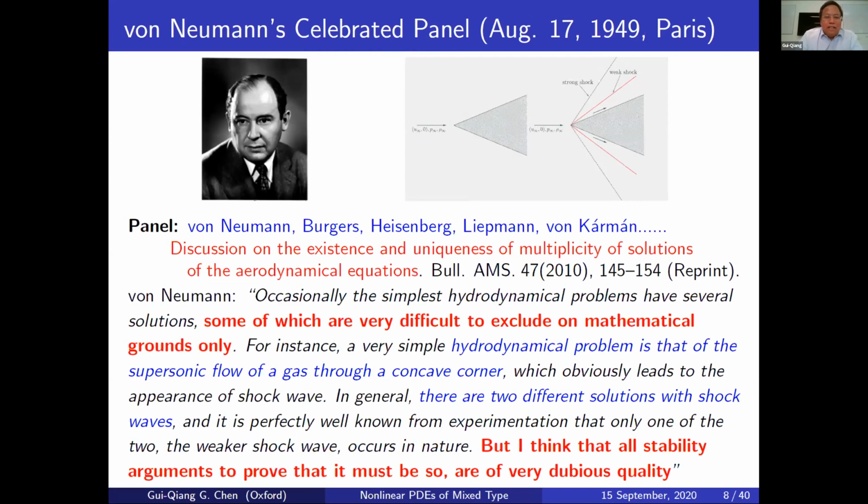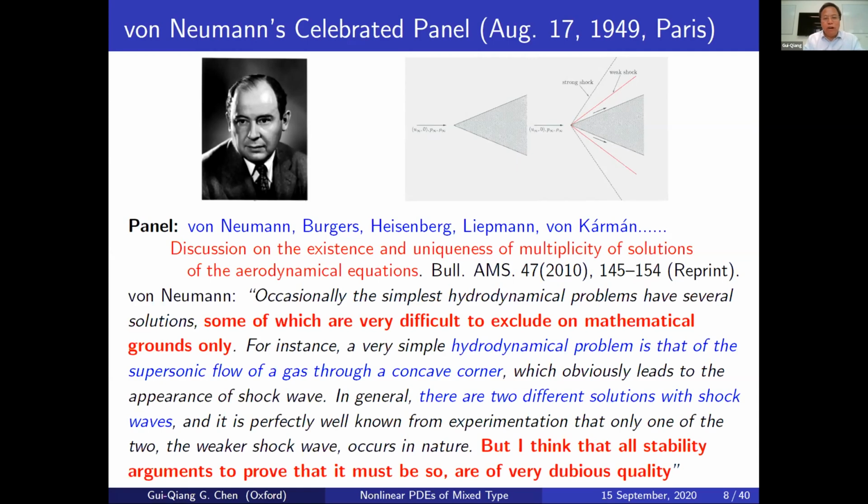He invited several prominent scientists of the day, including Burgers, Hessenberg, Lippmann, and von Karman. The topic was exactly this non-uniqueness issue. He started the panel discussion by pointing out that some of these solutions are very difficult to exclude on mathematical grounds only. Then he put forward this example. He pointed out that in general there are two different solutions with shock waves.